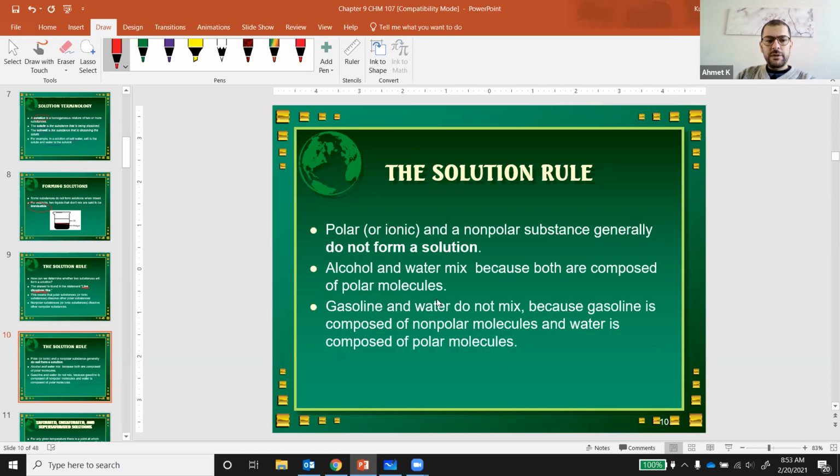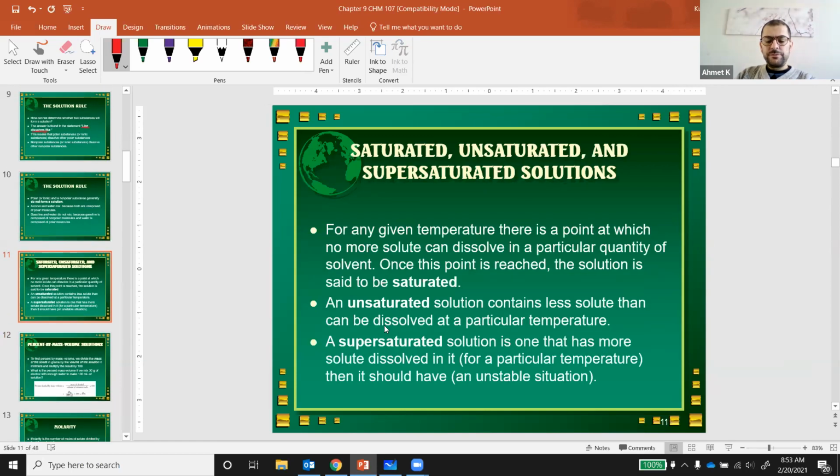Yeah, we talked about this. And then again, these are some terminology. Whenever you have a solution, we have actually two types of solution. Either the solution is saturated.